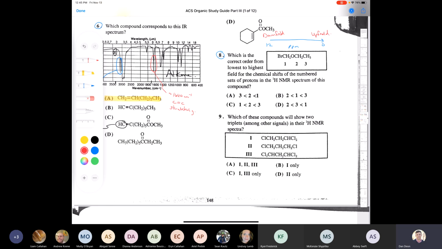So if we're going from lowest to highest, which one of these is going to be deshielded the most? Well, the protons that are sandwiched in between an oxygen and a bromine are going to be the most deshielded. They're going to be at lowest field. This is the only possible answer, because if those protons are going to be the lowest, the ones that are next to the oxygen only are going to be second, and then the ones that aren't next to a heteroatom are going to be third.